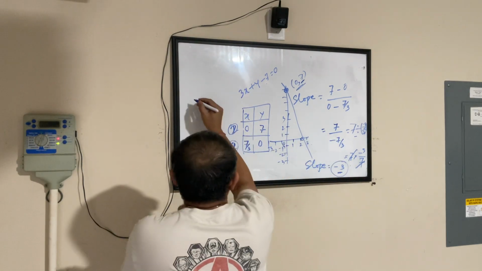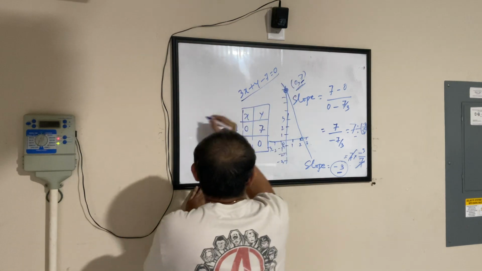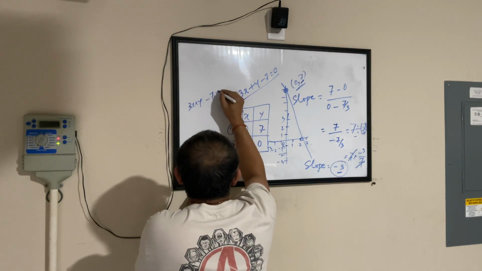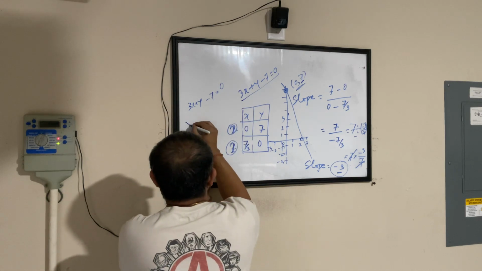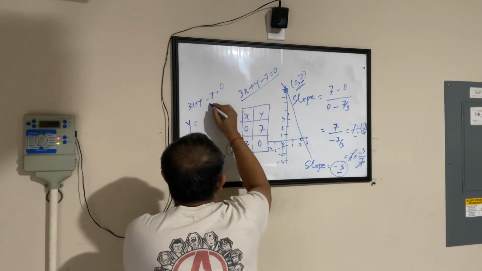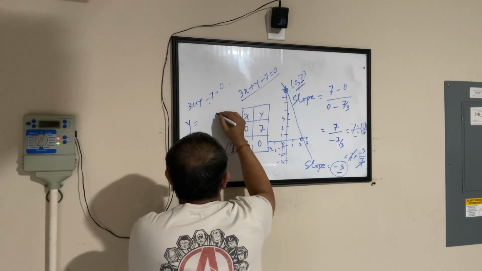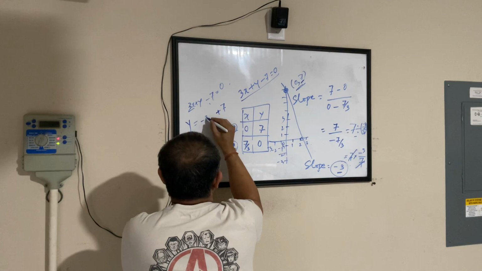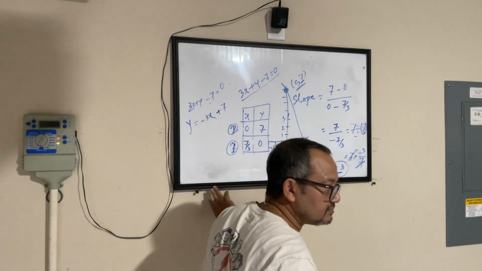Now, what I will do is rewrite this equation: 3x plus y minus 7 equal to 0. I'll write y on one side and move everything to the other side. So this 7 goes there and becomes plus 7, and this 3x goes to that side and becomes minus 3x.